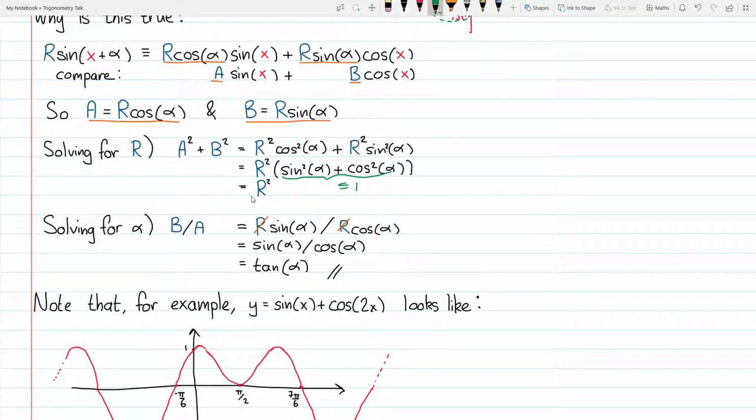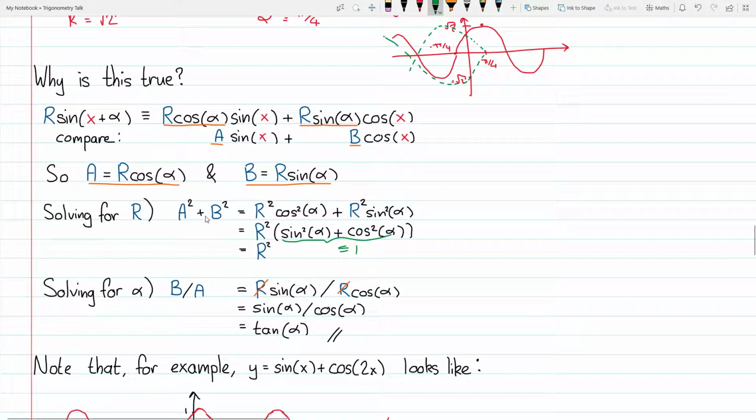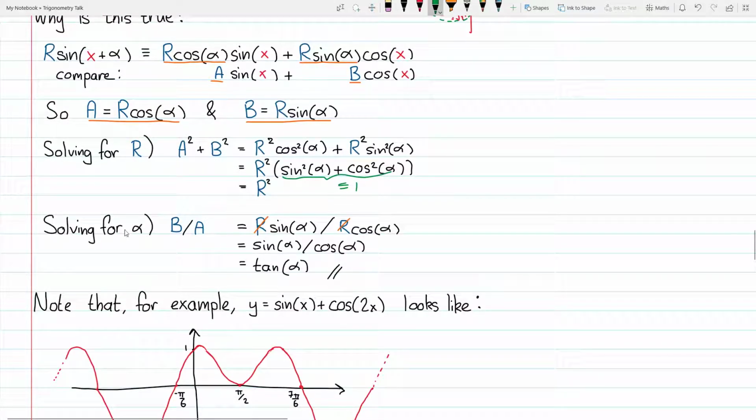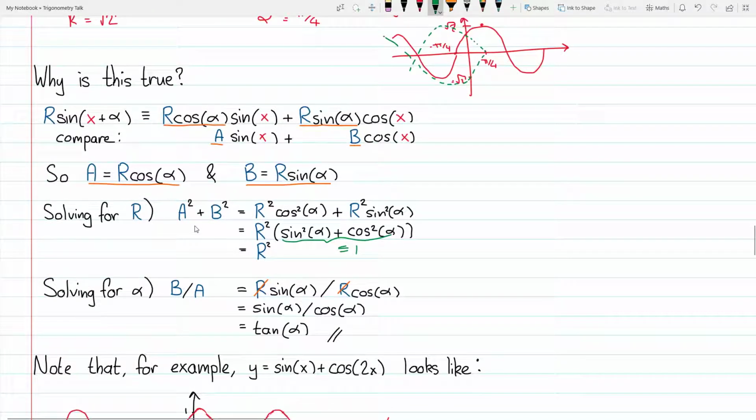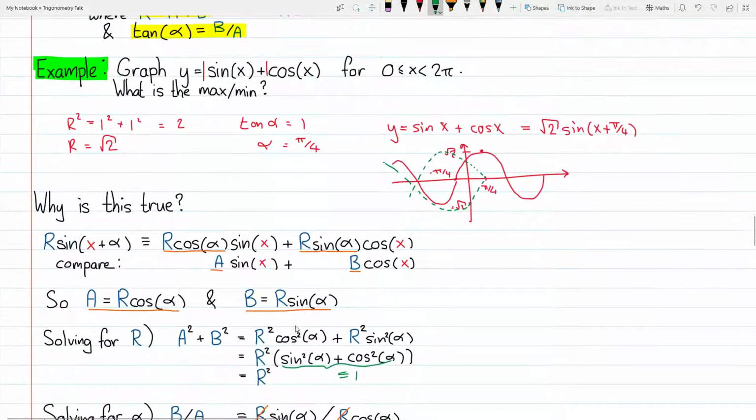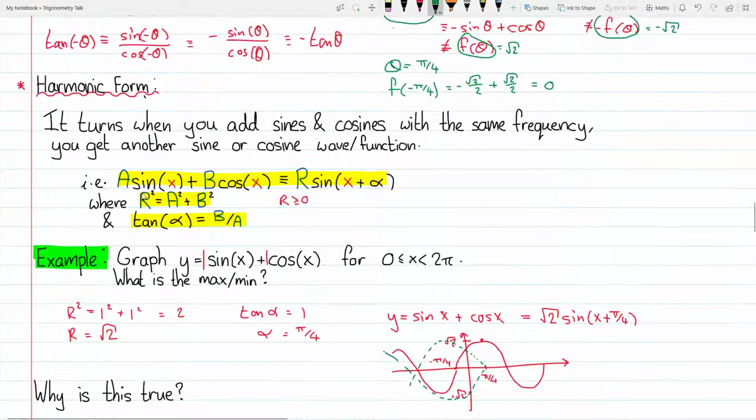And so this gives us r squared. So we get the first bit of our theorem, if you will, that r squared equals a squared plus b squared. And if we want to solve for alpha, we can divide one by the other, b divided by a, because this will cancel the r's. We're left with sine of alpha divided by cosine of alpha. And so b divided by a equals tan of alpha, which means if we take the inverse tangent of both sides, we get that alpha is equal to the inverse tangent of b over a. And so this justifies what's going on.